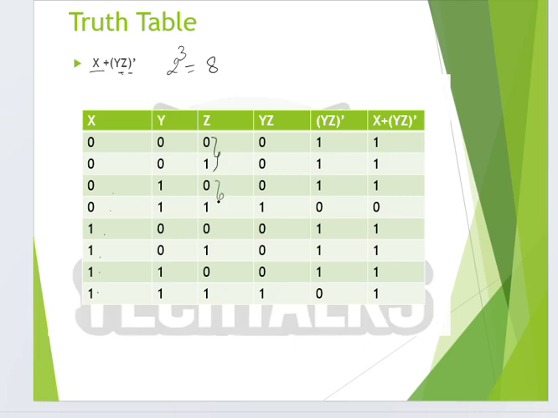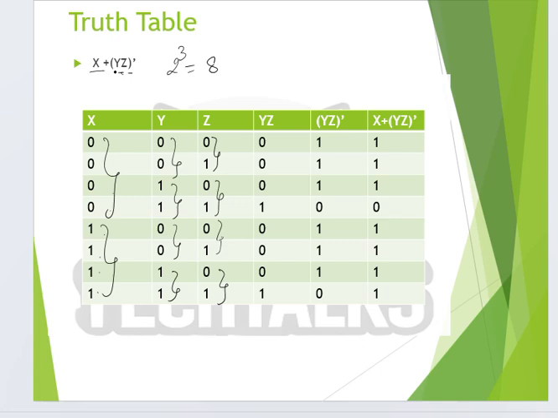So if you see, this is a pair of 2: 0, 1, 0, 1 and 0, 1. Now the second input is 2 zeros, 2 ones, 2 zeros and 2 ones, and the third one is 4 zeros and 4 ones. So in this case, if you write this way, you will not forget any of the possible inputs.